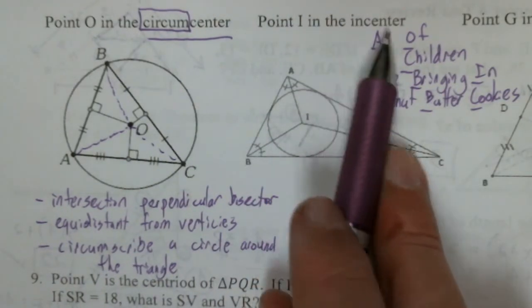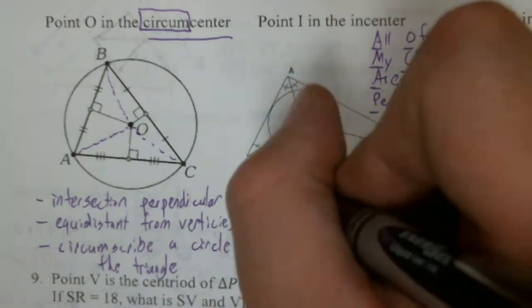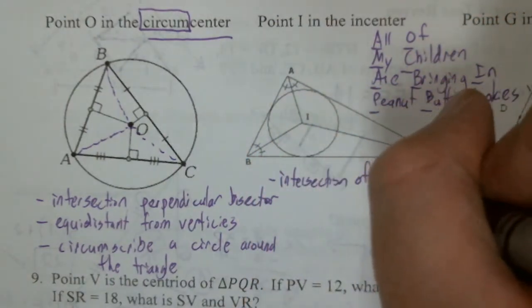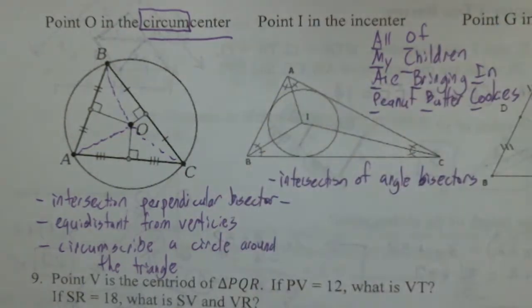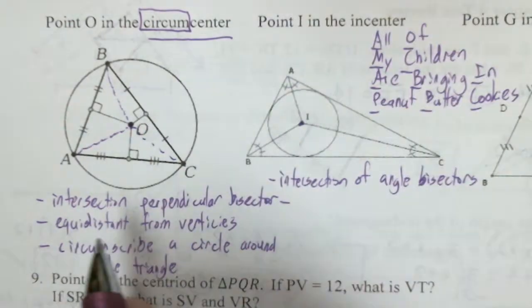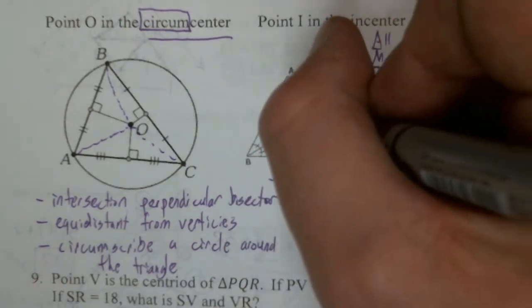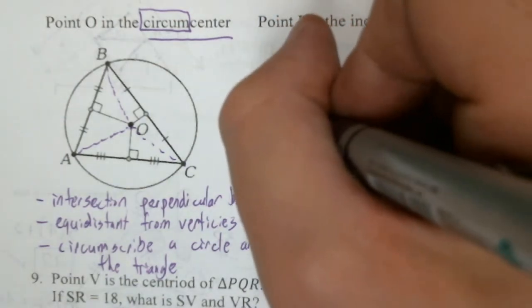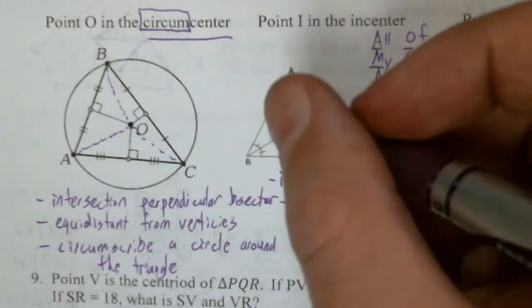All right, next one. Point I is the incenter. AB are bringing in angle bisectors, incenter. So I can say this is the intersection of the angle bisectors. What else do we know? What's important about this spot? This one is similar to the circumcenter, but instead of being equidistant from the three corners of the triangle, this one is equidistant from the sides of the triangle as long as that forms a 90-degree angle. So all three of those distances are the same.